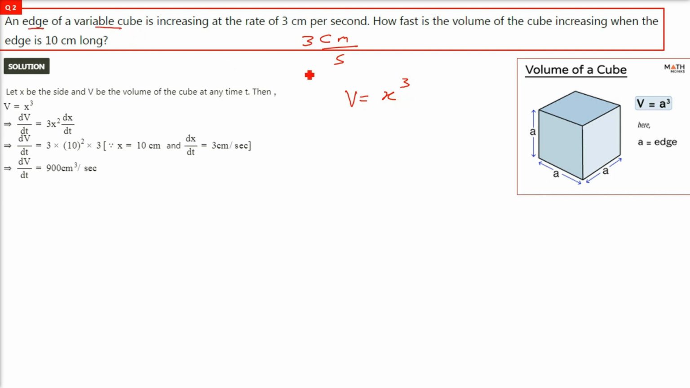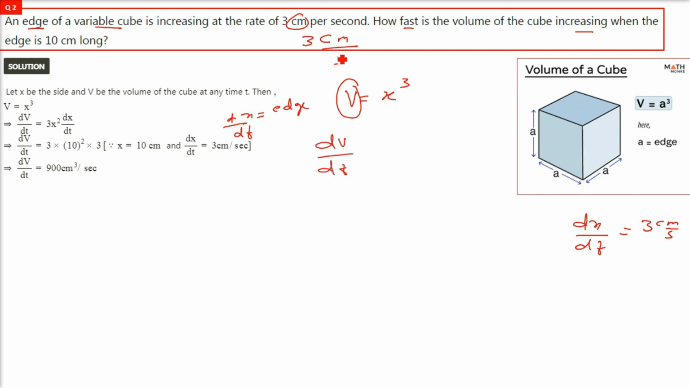Now the edge of the variable cube is increasing, so if you take x as the edge, dx by dt is given in the question, which is 3 cm per second. You can write it separately somewhere. How fast is the volume of the cube increasing? So volume increasing means we have to find dv by dt. But on the right we have only x. So we have to differentiate x cubed, which is 3x squared. And we also have to multiply by dx by dt, because we are differentiating with respect to t, not x. So what is dx by dt? Already given in the question, 3 cm per second.